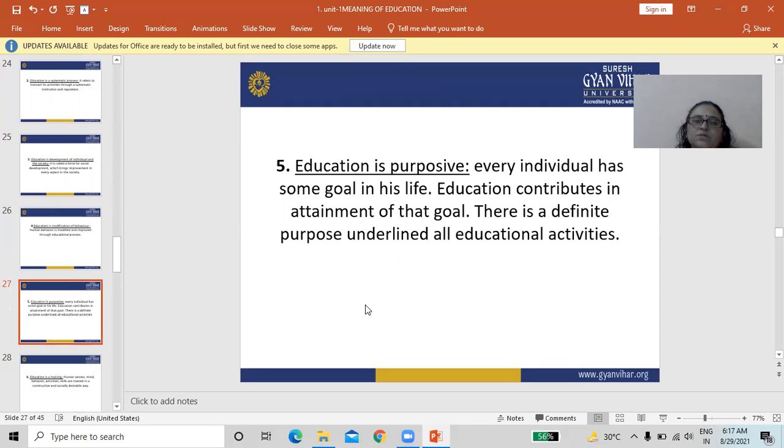Education is purposive. Every individual has some goal in his life. Education contributes in attainment of that goal. There is a definite purpose underlying all educational activities.